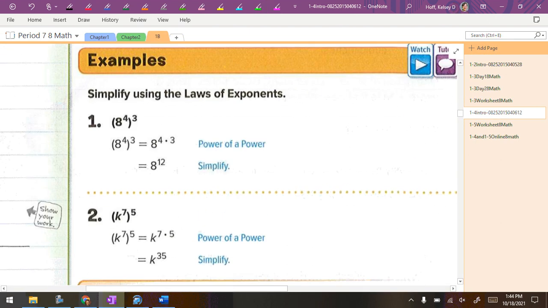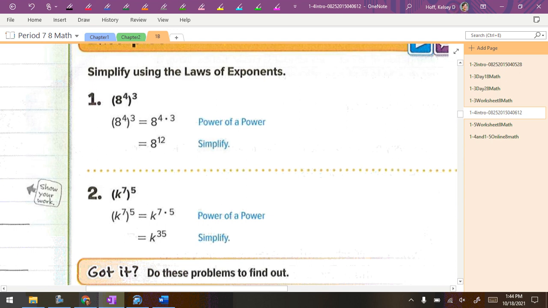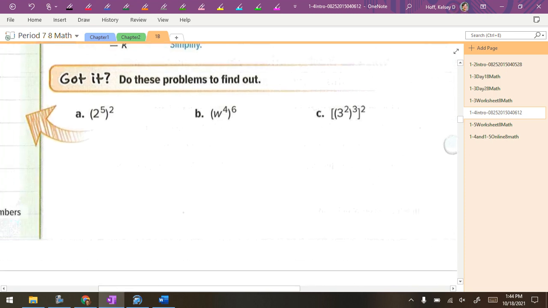Okay, so if we look at example 1 and 2, 8 to the 4th raised to the 3rd. We keep the base of 8 and we take 4 times 3. Our final answer is 8 to the 12th. K to the 7th raised to the 5th. We keep our base of K. 7 times 5 is 35. K to the 35th. So if we go to the bottom, A, B, C.